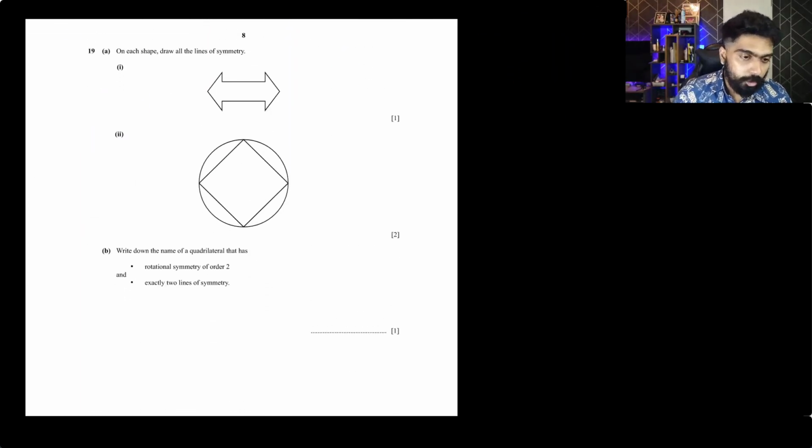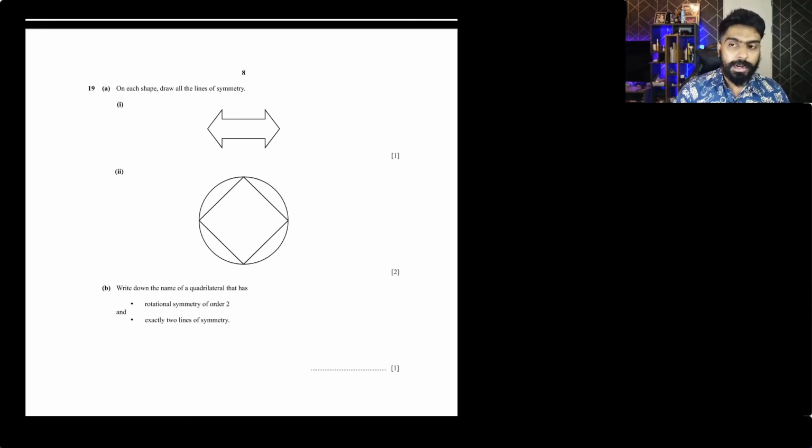On each shape, draw all lines of symmetry. All right, draw all lines of symmetry. So this is pretty easy. We can draw a straight line right here, so we have two equal parts. The other line could be right here guys. All right, so do not forget to draw a straight line with the ruler, of course.